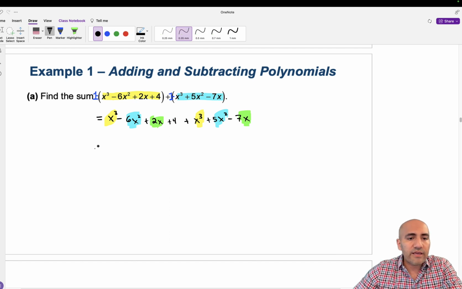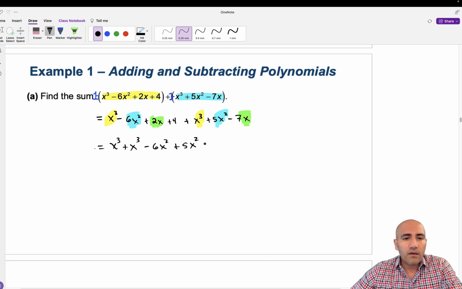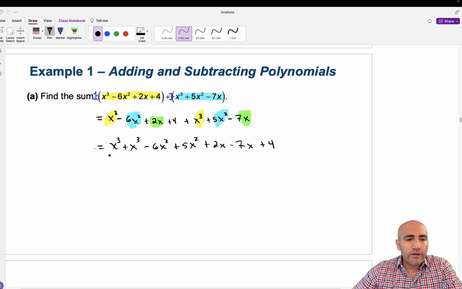Okay, so I'm going to bring them together as x cubed plus x cubed, just writing those together, grouping them together, minus 6x squared plus 5x squared plus 2x minus 7x, and then finally there's this plus 4 out there. Good. Okay, so now these two together give me 2 copies, 2x cubed. And now these, be careful because we have to pay attention to this sign. This is a minus 6 plus 5.